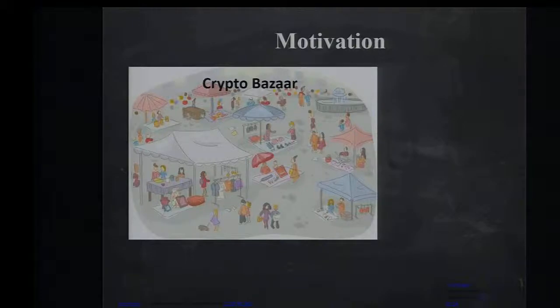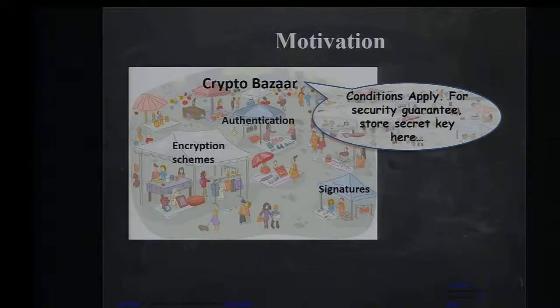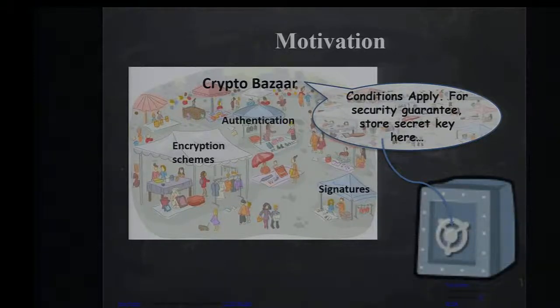Okay, so most of the talks on crypto will pertain to cool stuff happening in the crypto bazaar, where we're selling all sorts of cool stuff. We're selling encryption schemes, signatures, authentication, and you know what? The coolest thing of all, blockchain. So you can do all of these amazing things, right? And it's really great. But when you go home and open the box, you'll see that conditions apply, because for security guarantee, you have to store the secret key in a safe vault. Okay, that's a bit of an exaggeration, but it's not completely far-fetched.